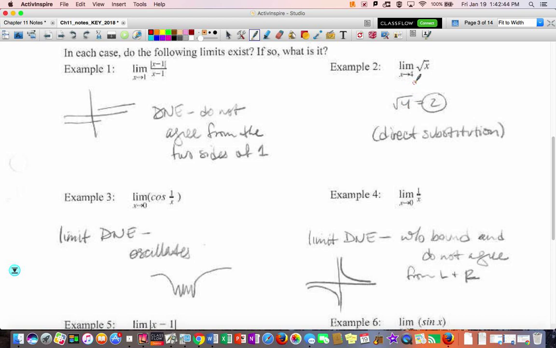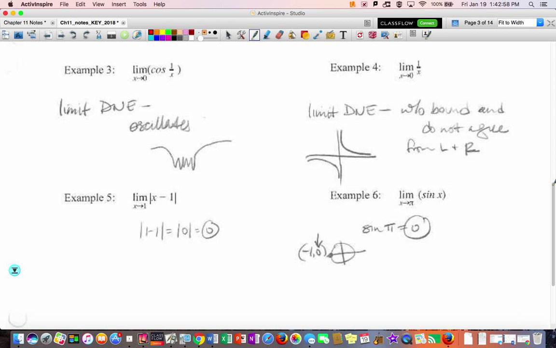This one, we can just do what's called direct substitution because the domain for the square root of x is 0 to infinity. 4 fits the domain, so you can just plug 4 in and you get a nice number. This one, again, would be that one. It's like the sine of 1 over x. It's going to freak out. It goes up and down, so it oscillates. So D and E.